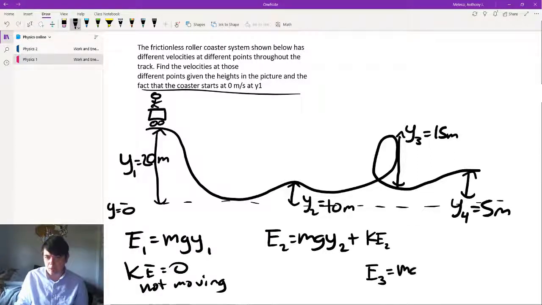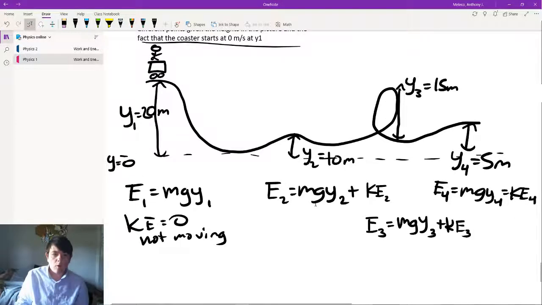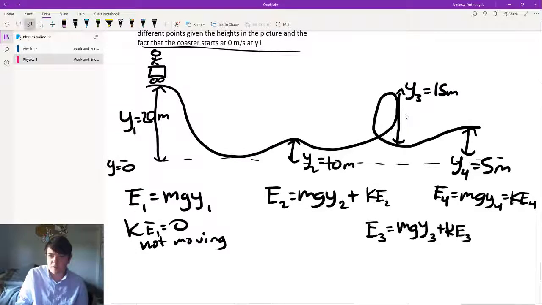E3 is mgy3 plus KE3. And then y4. So that's pretty much it. All of these look fairly similar. There are no springs in this problem, so we don't need to worry about that. But these would be our energies at each point. They have a potential energy because they're all not at zero, positive potential. And I forgot to draw this down further. They all have kinetic energies except for this one because they're moving.